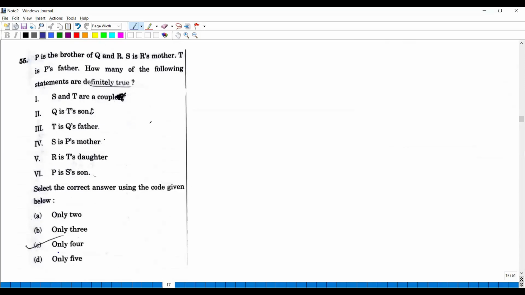P is a brother of Q. We don't know the gender of Q, okay? And R.